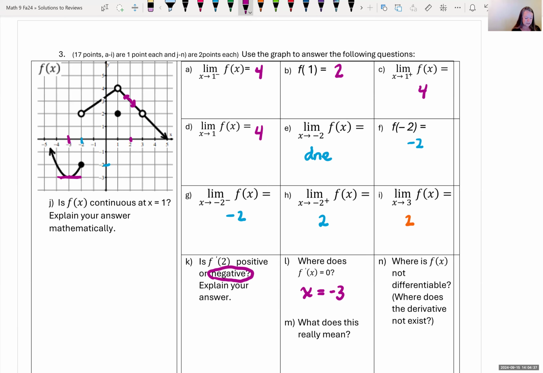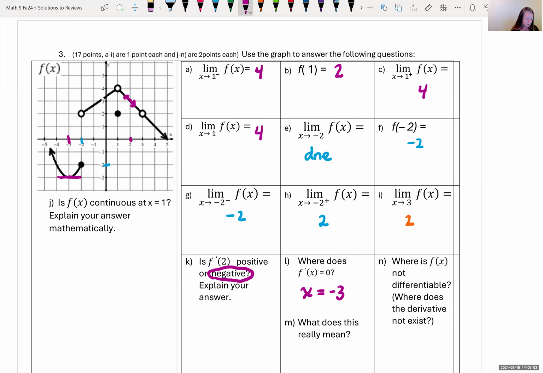In this case, what does this mean? This means that my slope again is 0 there. And in this case, I have a minimum value at x equals -3. Where is f of x not differentiable? Where, in parentheses, does the derivative not exist? So remember, the derivative does not exist at jumps on our graph.